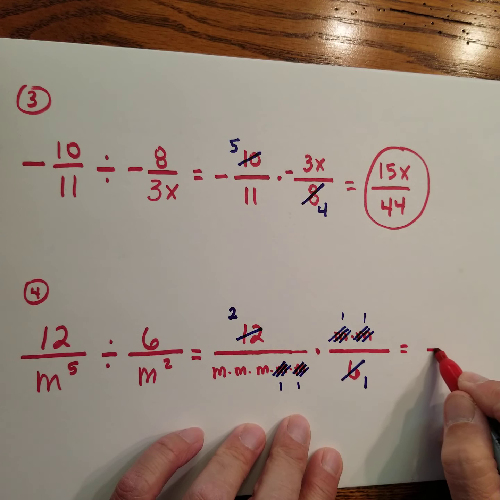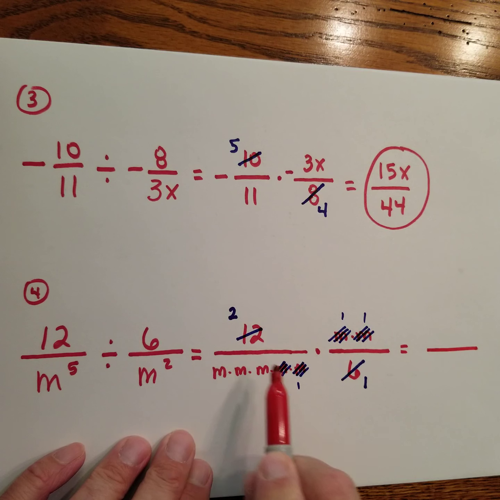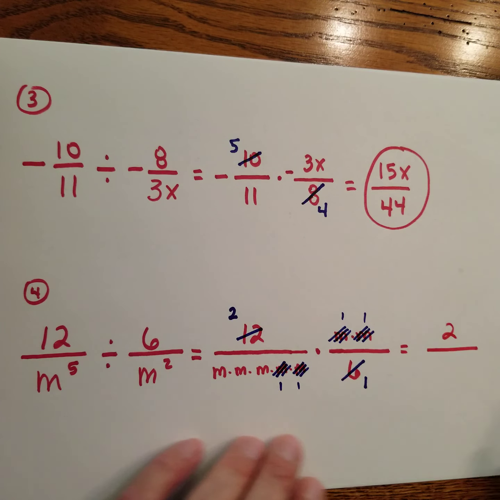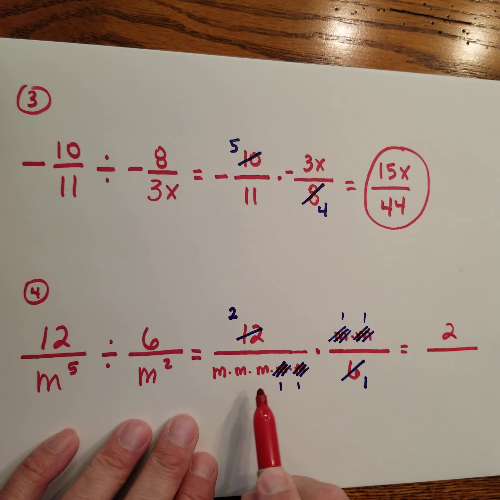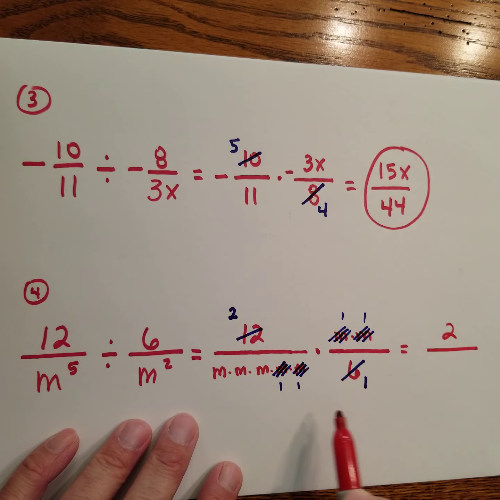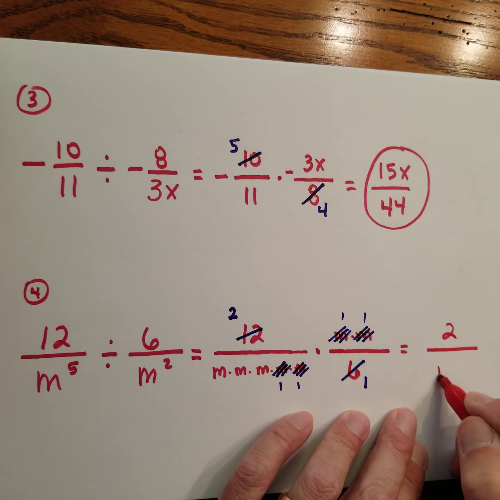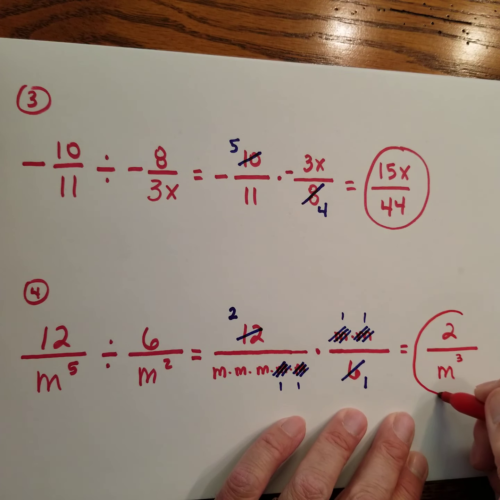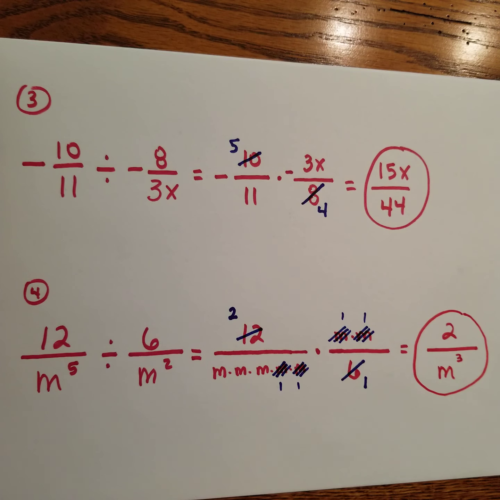Now multiply the tops. That's 2 times 1 times 1 is 2. In the bottom, m times m times 1 times 1 times 1. That's 3 m's being multiplied together, which is m to the third. There's the way your answer should look for number 4.